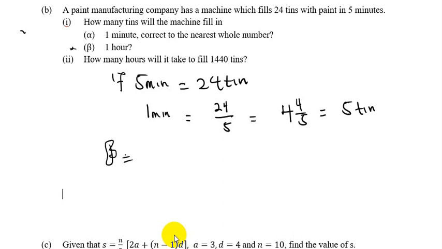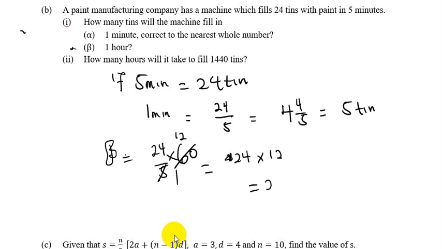So what is going to be? It's going to be, and we know that 1 hour is 60 minutes, right? So it's going to be 24 over 5 times the 60 minutes, right? So 5 goes here 1, and it goes to 60 12 times. So we are going to get 24 times 12, which means that the machine will fill in an hour 288 tins. Okay, that's for 1 hour.